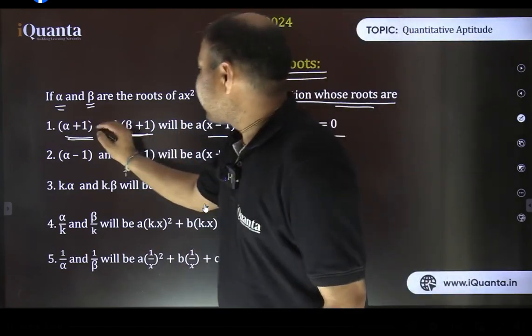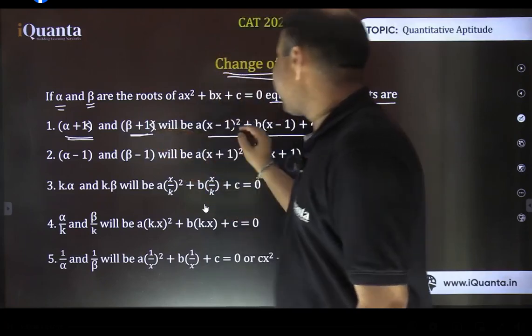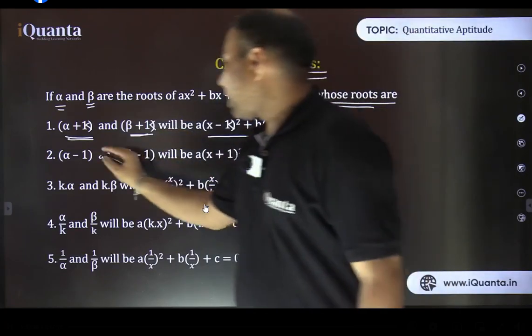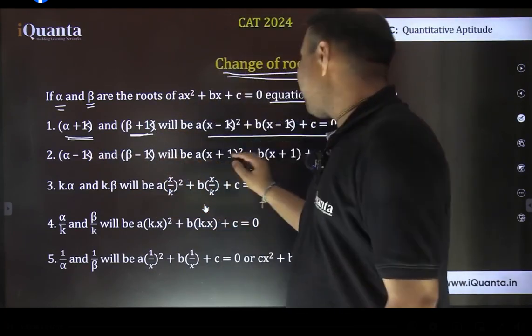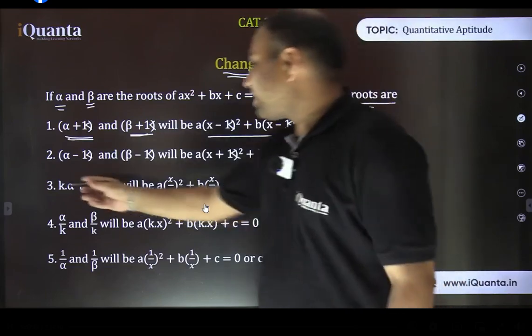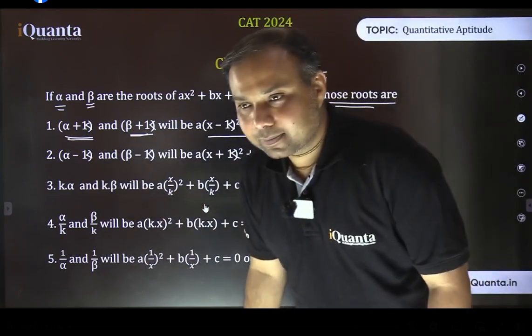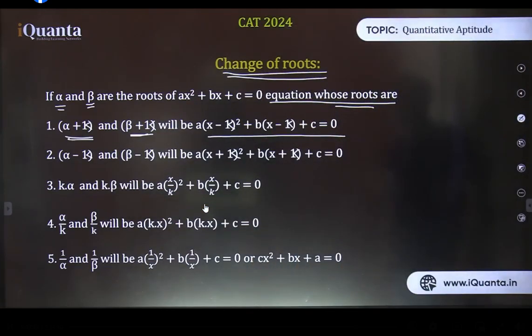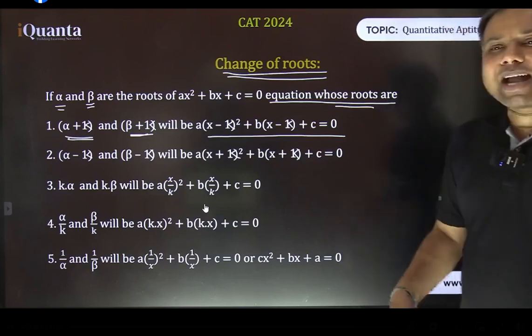So basically, rather I should write alpha plus k, beta plus k. Equation will be x minus k, x minus k. Alpha minus k, beta minus k. So it will be x plus k and x plus k, as we have done here also. ठीक है ना? You can take a screenshot. ये अच्छा है. Okay, so I was talking about why it is working.